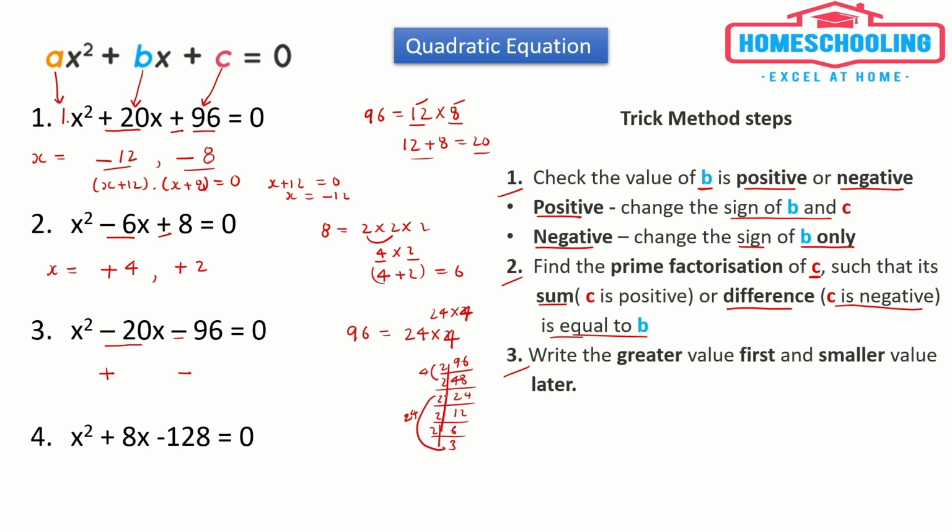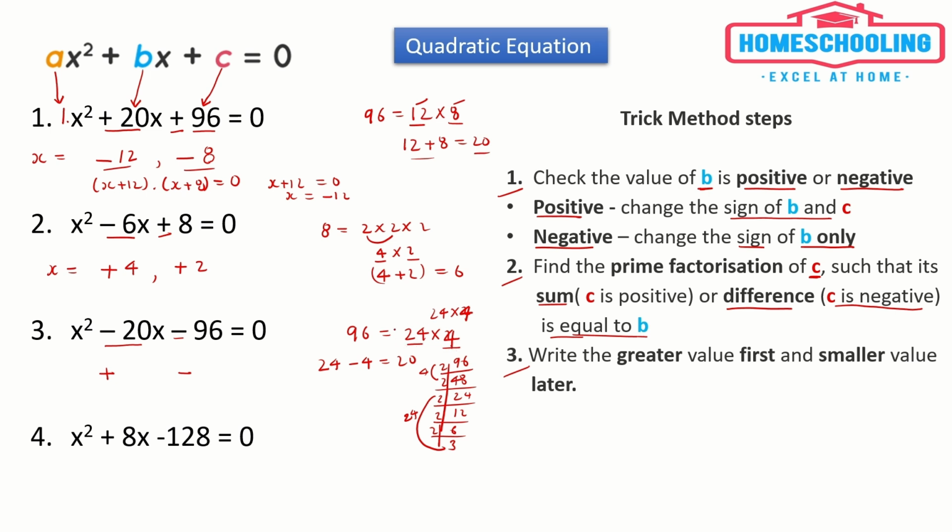So we have to find the combination in such a manner that their product is equal to 96. As we can see, the value of c is negative here, so we have to find the factors of c in such a way that their difference is equal to the value of b. So 96 is 24 times 4, and 24 minus 4 is equal to 20. That is the value of b. So we have two factors of 96, that is 24 and 4.